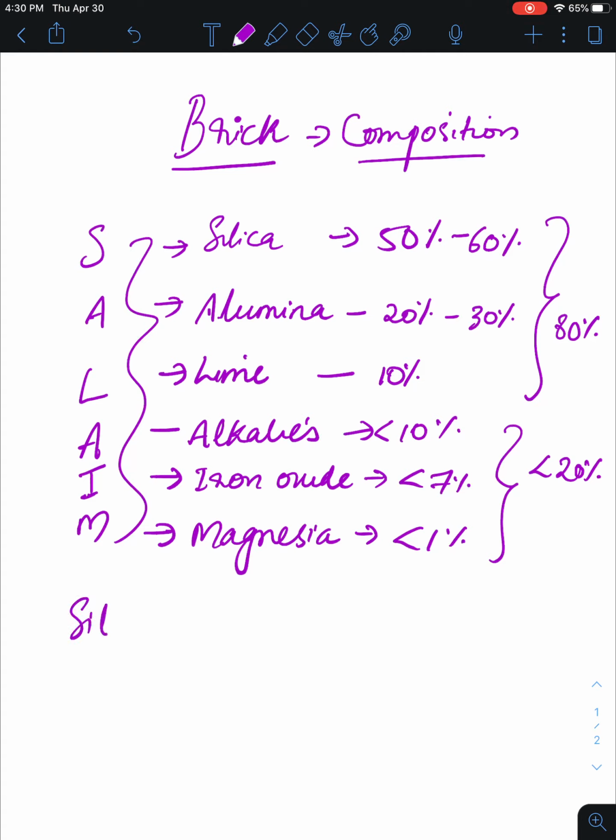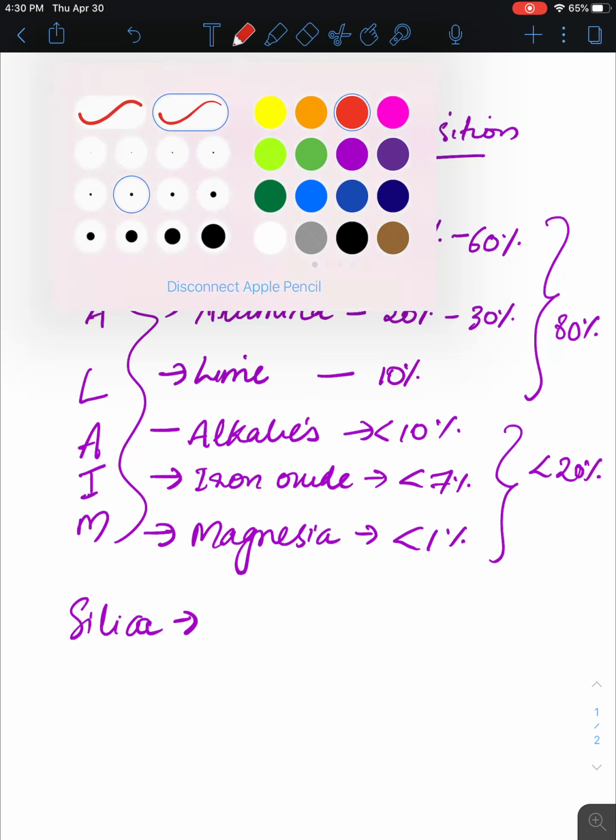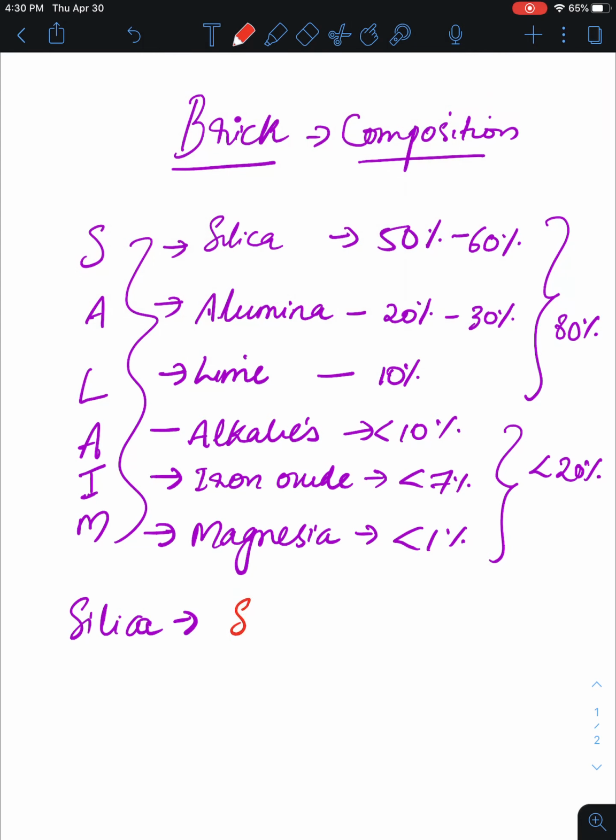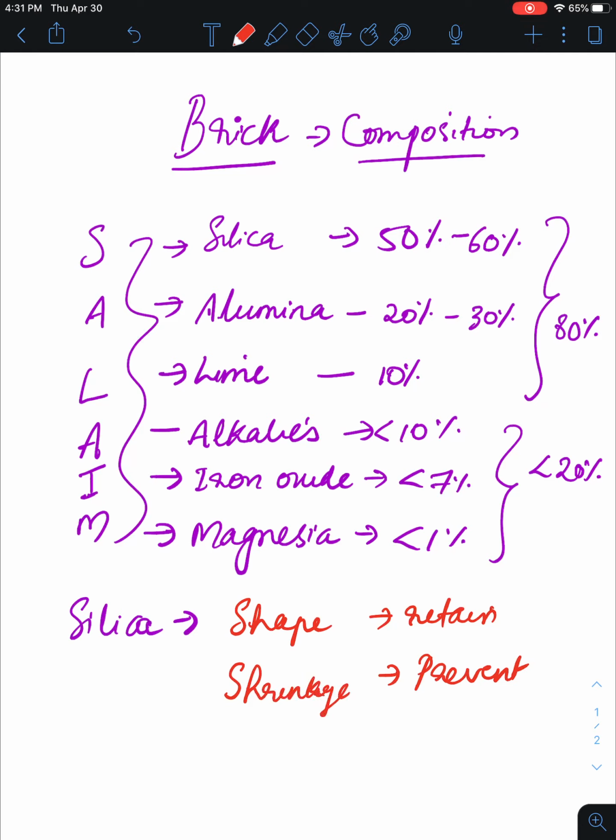First one is silica. See, silica, S is there. It will retain one S and it will prevent one S. What will it retain? It will retain the shape of the brick. Then what will it prevent? It prevents shrinkage. It prevents shrinkage means it makes the brick durable. So silica is like this.